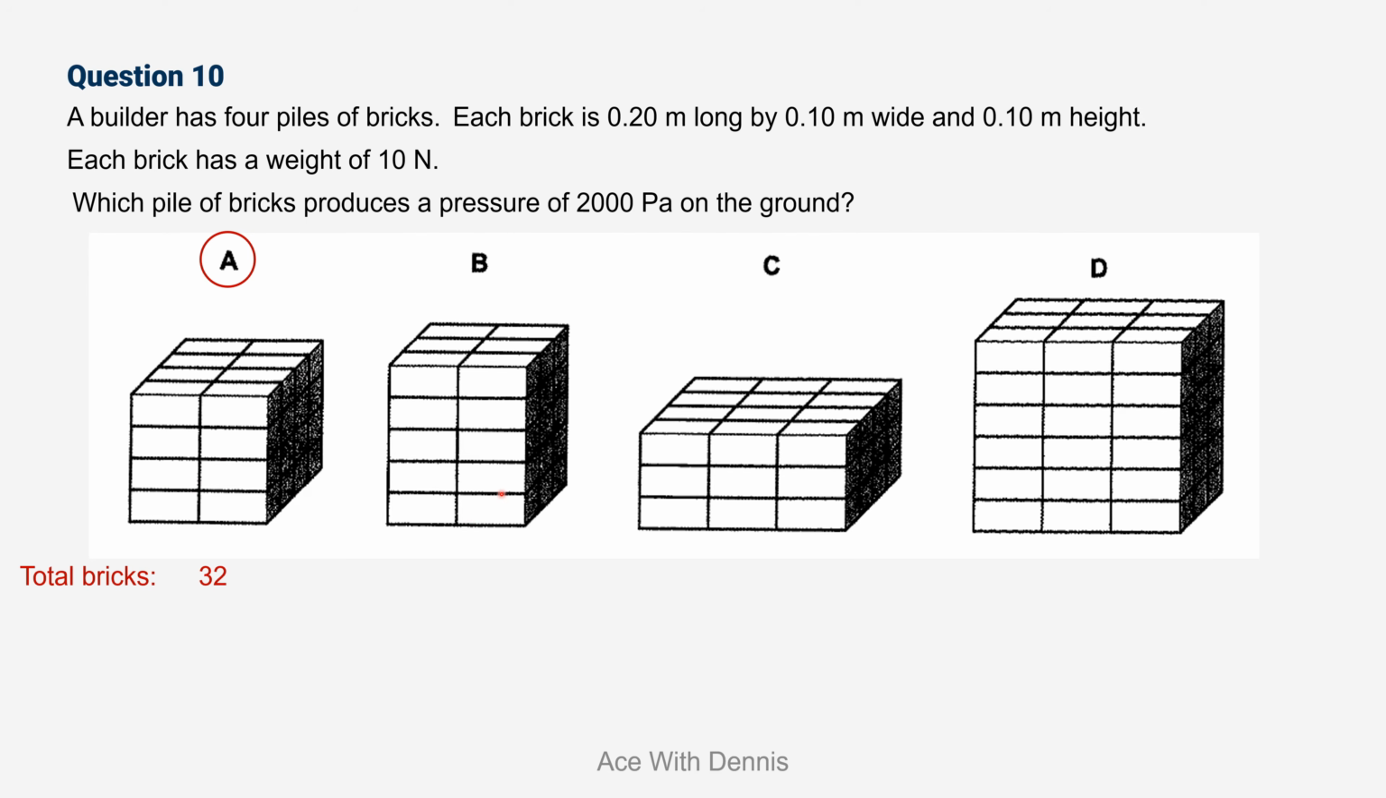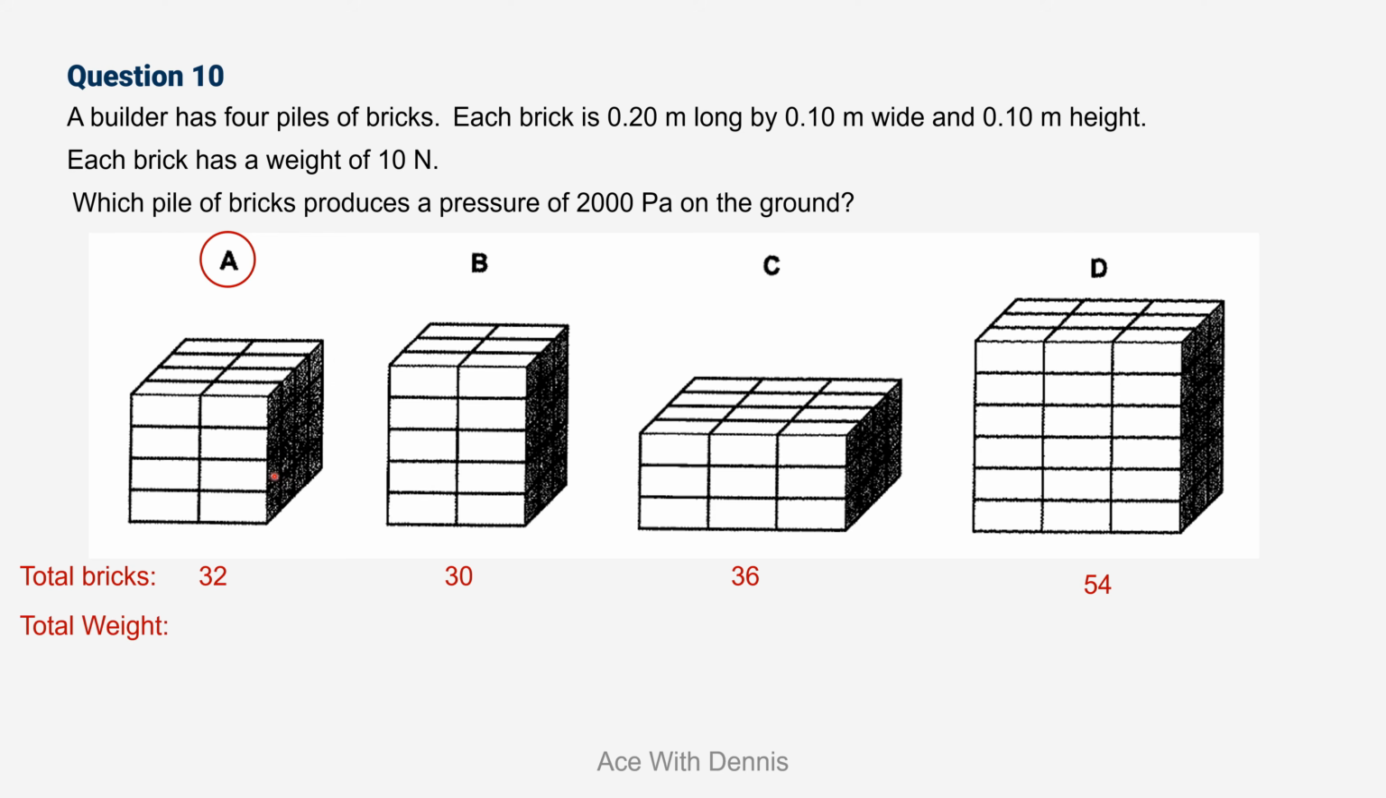We repeat the same process to calculate the total bricks for option B, option C, and option D. So this is 2 times 3 times 5. Alright, so 2 times 3 times 5 will get 30. So total bricks for option B is 30. Same thing for C, so this is 3 times 4 times 3, which will get 36. For option D it is 3 times 3 times how many here? 1, 2, 3, 4, 5, 6. Right, 3 times 3 times 6 will get 54. Okay, so these are the total bricks for each pile.